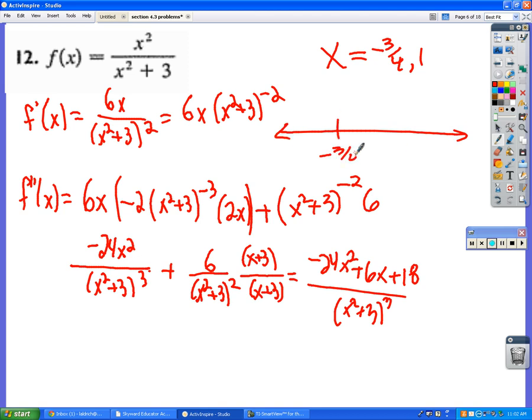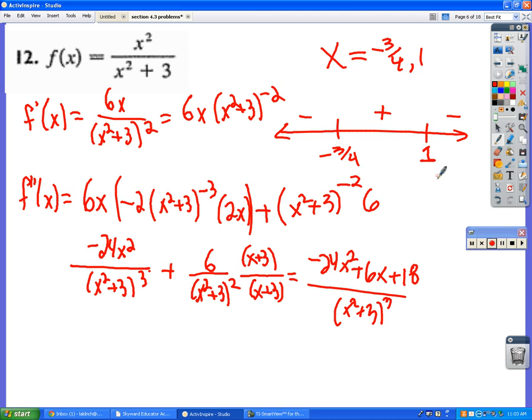So negative 3/4 and 1 are the x coordinates of our points of inflection. You're going to need to find the y coordinates by plugging those into the original equation, which is gross. Then to do the concave up, concave down thing, we can choose zero again. If you plug zero into this, you get a positive on top and a positive on the bottom. So that means it's going to be positive, negative, negative: concave down, concave up, concave down.